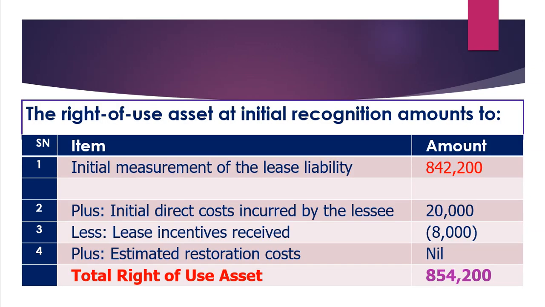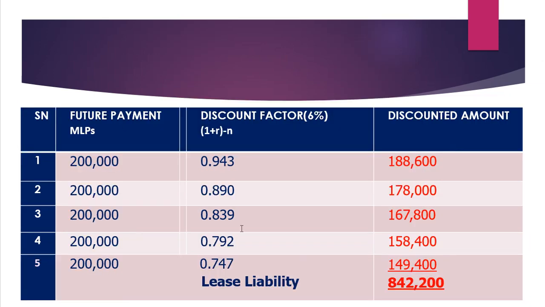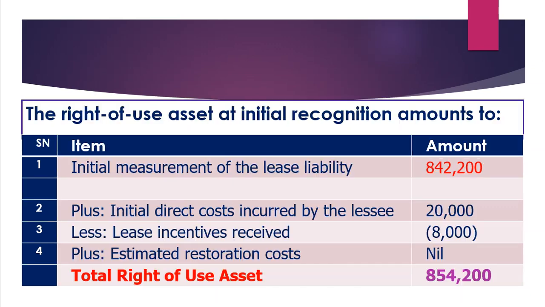Then the standard also requires the lessee to initially recognize the right of use asset. By aggregating, you can see the lease liability is here, the one we just computed. Here is what you start with while computing the right of use asset. On that, you add the initial costs, the direct costs, the initial deposit, you add it back to the lease liability here. You add restoration costs, but restoration costs must also be discounted.